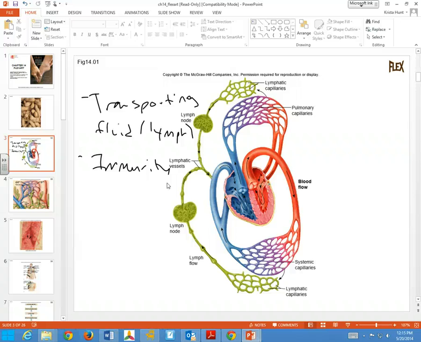So transporting fluid is the first thing. And immunity, to protect you from outside things, right? So bacteria and viruses and harmful chemicals and all that kind of stuff. But also inside things. When your cells start to go wrong, what do we call that? Cancer. That's all cancer is. A cell that has been in some way changed or mutated that is no longer doing what it's supposed to be doing.